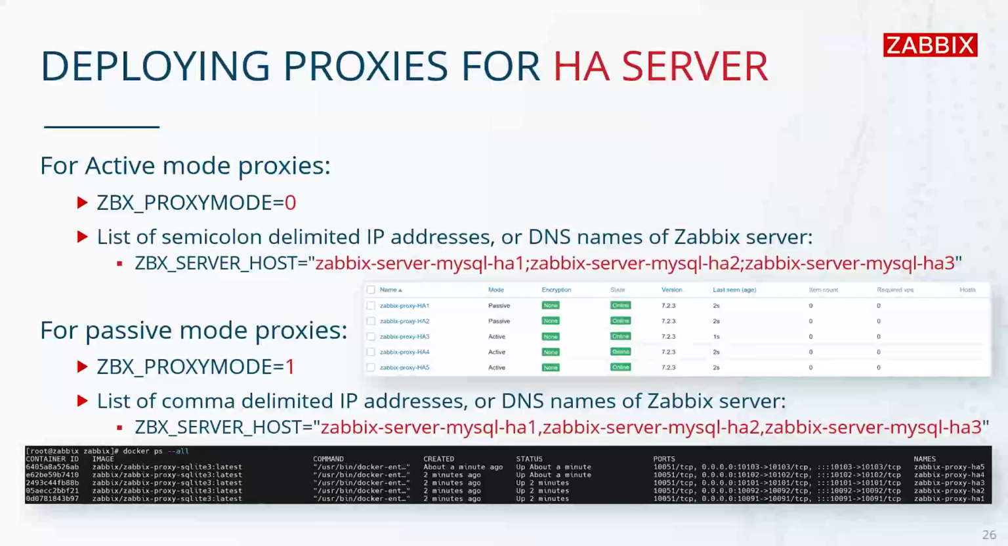So if you have made some mistake, and let's say you have set the list of Zabbix servers delimited by semicolon for a passive proxy, you will also probably see this in your container error logs.